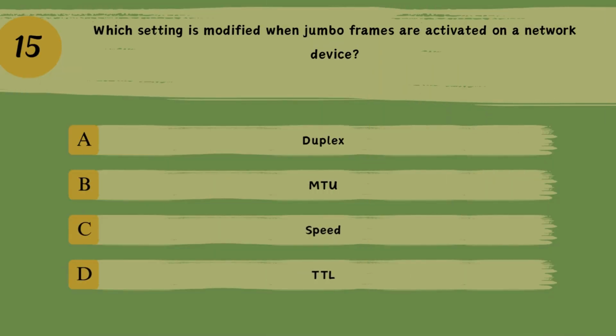Question 15. Which setting is modified when jumbo frames are activated on a network device? A. Duplex. B. MTU. C. Speed. D. TTL. Correct answer, B. MTU.